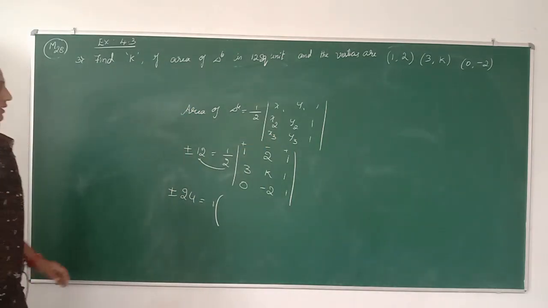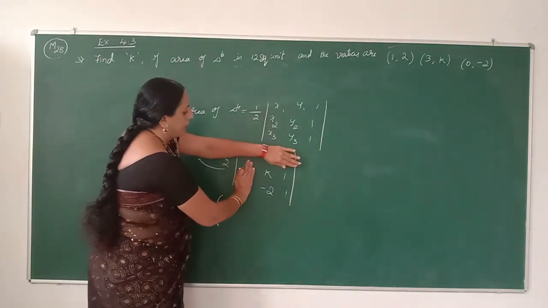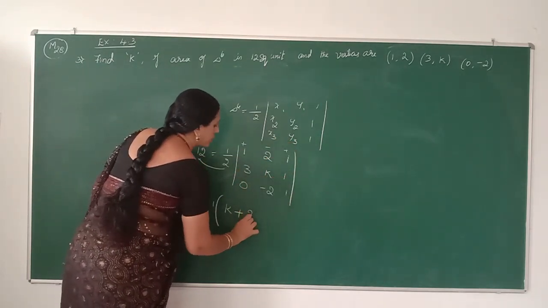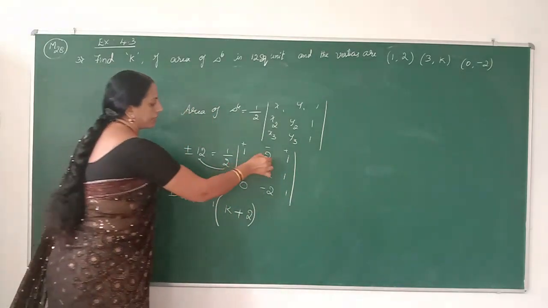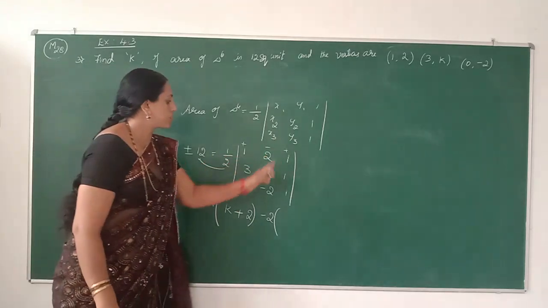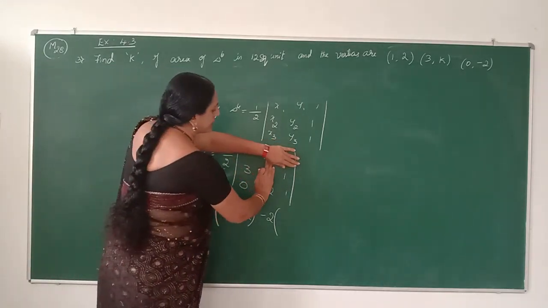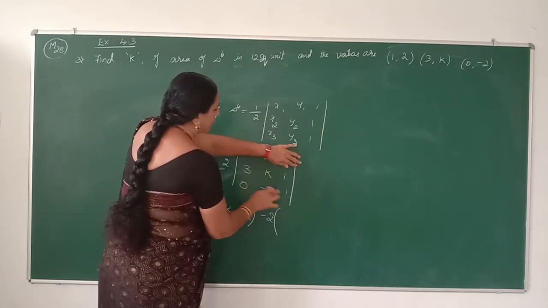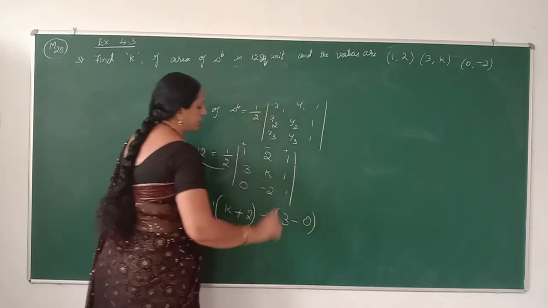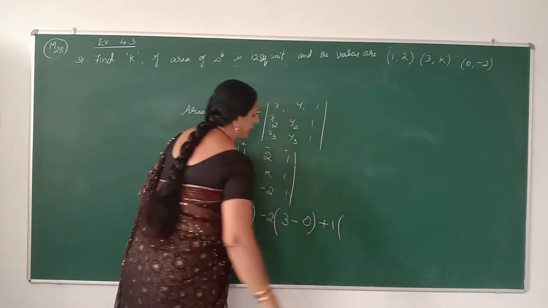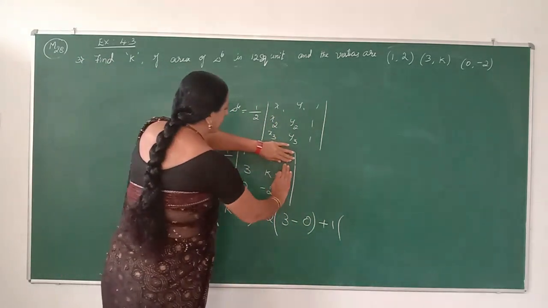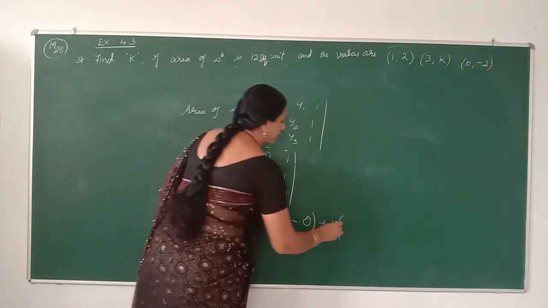Now 1 is an element of first row, first column and these get neglected. Remaining is k minus half minus 2, which is plus 2. The second element is minus 2. Now minus 2 is an element of first row, second column and again these get neglected. Remaining are cross multiplied: 3 into 1 is 3, minus 1 into 0 is 0, plus the last element is 1. 1 is an element of first row, third column and those get neglected. Remaining are cross multiplied.